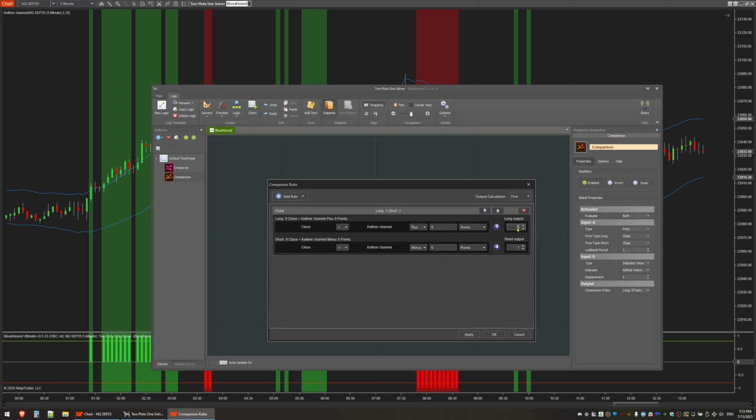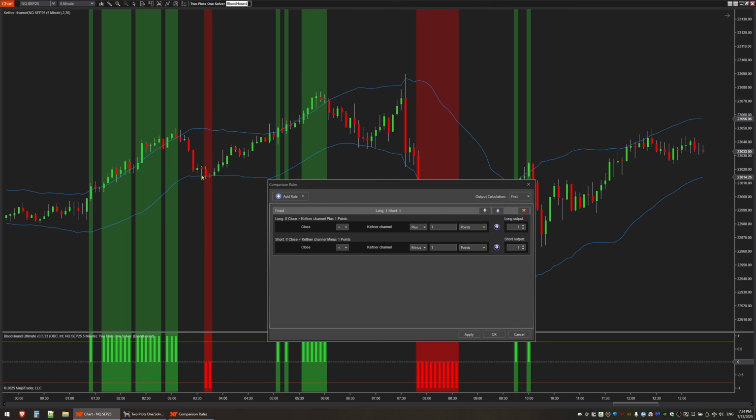But we can add an additional rule and say it has to be above that upper line by at least, let's say, 1 point, right? So not touching the line, it's got to be a minimum margin beyond that line. And then let's do the same thing for short. If the price closes below the lower line, because that's what we chose for short, by at least minus, meaning below, minus 1 point, so it has to go down a little bit further, then give us a short signal.